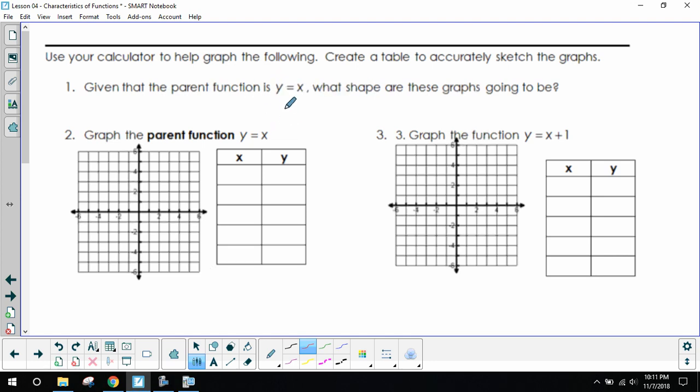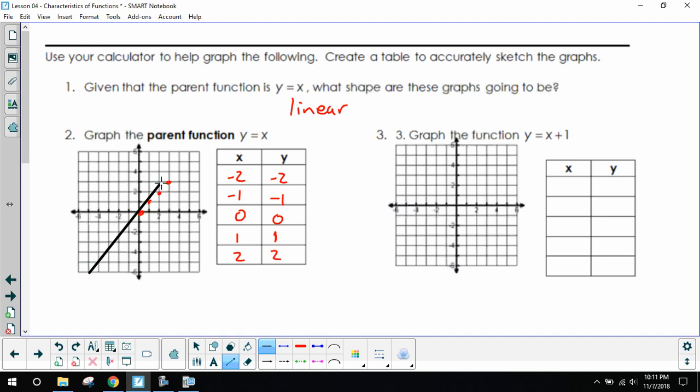Graph the parent function y equals x. Easy peasy. Again, you can just use these points. Y equals x. I'm literally just copying the same thing I just wrote. Watch your points, you'll notice we're just going up one. I want to use my line tool. Put some arrows on that bad boy. Boom. Done.